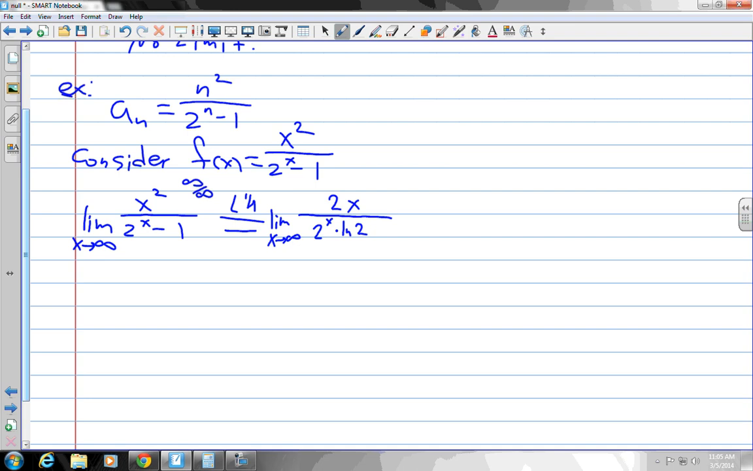so what is this? Do it again? Let's do it again. So it's 2 over 2 to the x times ln of 2 squared. Right? So now your numerator is fixed, your denominator is still exponential, so that goes to 0. Right? So therefore, the limit of our sequence is also 0. Because this function matches the sequence on all the points that matter.